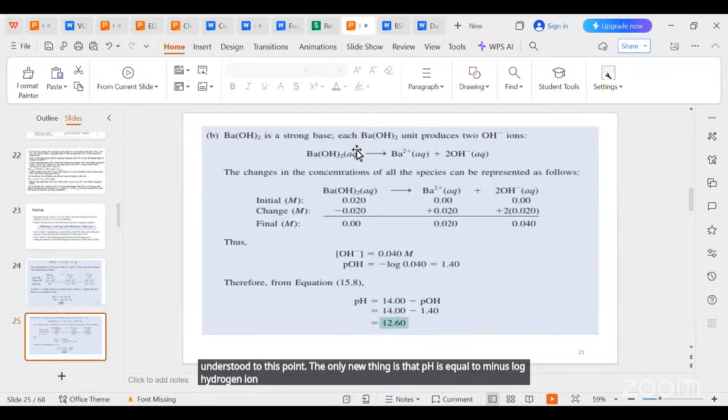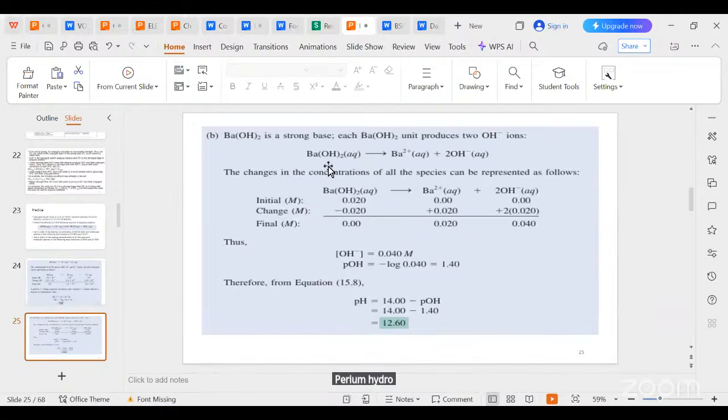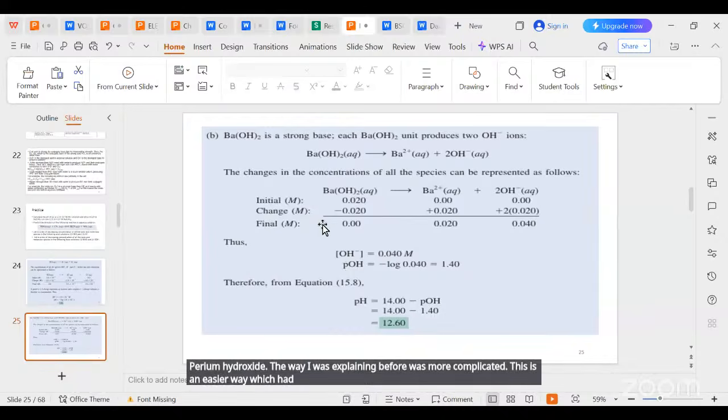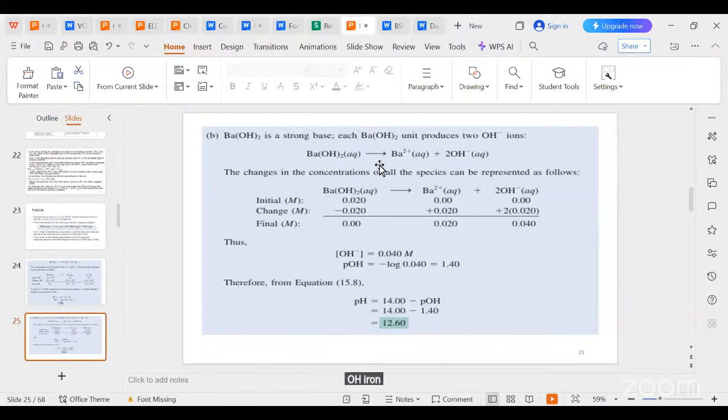The same thing for barium hydroxide. The way I was explaining before was more complicated. This is an easier way, which I've solved in the slide. See, barium hydroxide here is not exactly like HCl. This one dissociates to give you 2 OH ions. You cannot just assume they have the same concentration. So you multiply 2 times 0.02 to get this, but this is the concentration of OH ion.